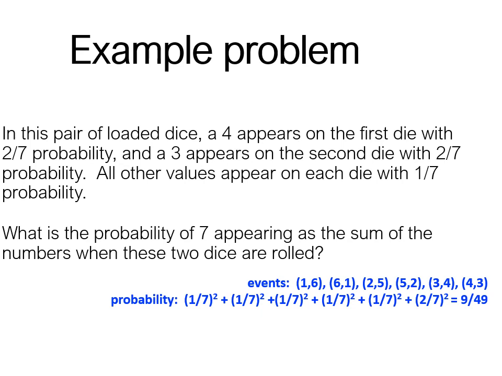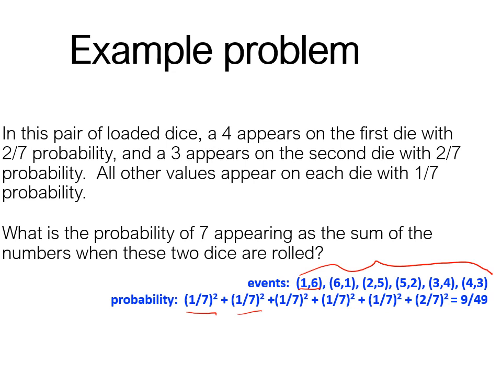So what are the events when the sum is 7? We can easily list all of them. So these are all the possibilities when the sum is 7. And then we can calculate, using the product rule, the probability of each individual event. So to get 1,6, the probability is 1 over 7 squared. To get 6,1, 1 over 7 squared, and so on.